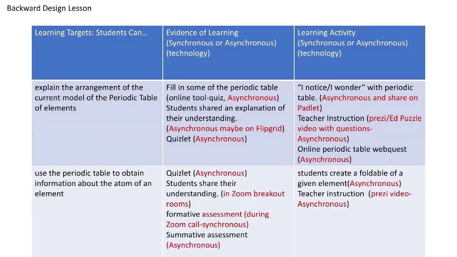The second target, the Quizlet, which again can be done asynchronously. Students could share their understanding in a Zoom breakout room, and the formative assessment cold calls could occur during the Zoom call as well. If the summative assessment is completed on Canvas, it can be done asynchronously.